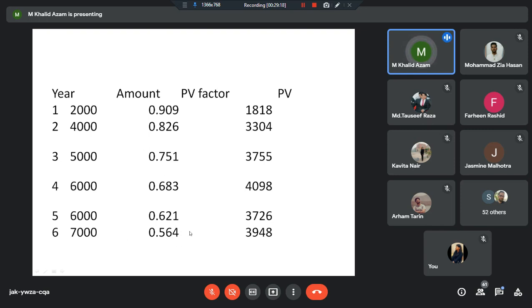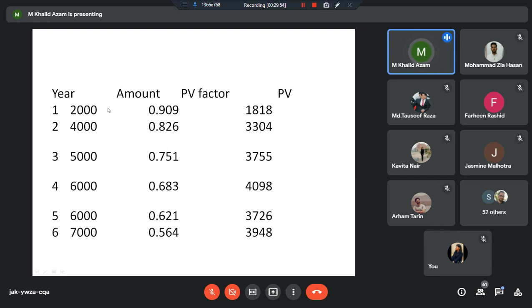Now see here, you are getting 7000 rupees at the end of the sixth year. The discount factor is 0.564. So 7000 multiplied by 0.564, its value is only 3948. You are getting 7000 rupees at the end of the sixth year, but its present value, when you calculate it today, is only 3948. So almost 50% at 10% rate of discount. So this table is at 10% rate of discount.